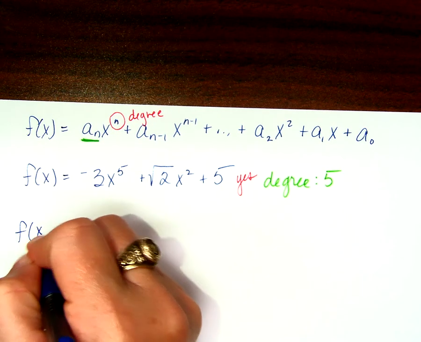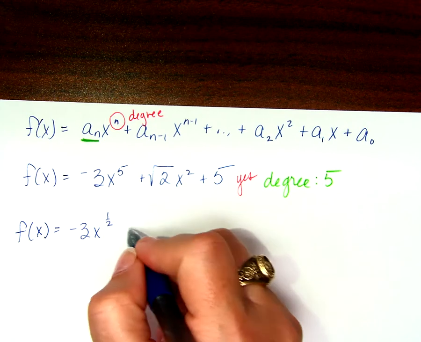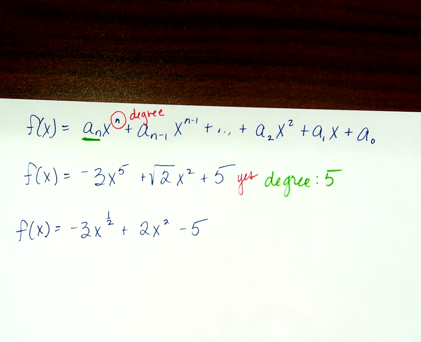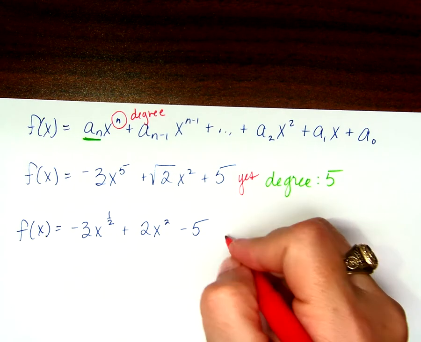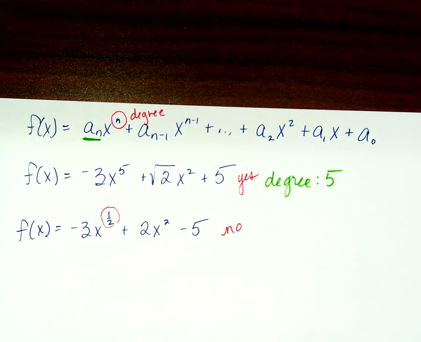F of x equals negative 3x to the 1/2 power plus 2x squared minus 5. Is that a polynomial function or not? That is not a polynomial function because of that exponent right there. Okay? So basically we're going to have whole number exponents to determine whether we have a polynomial or not. Okay?